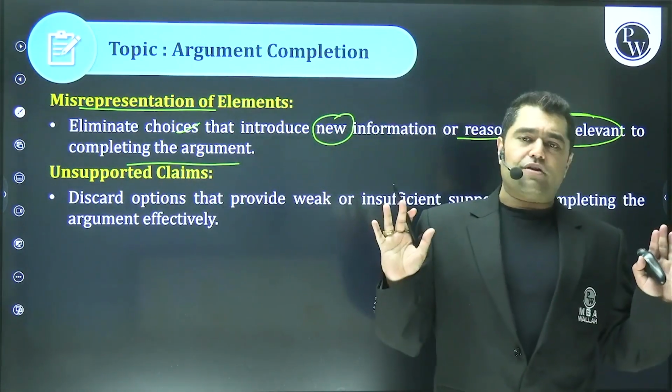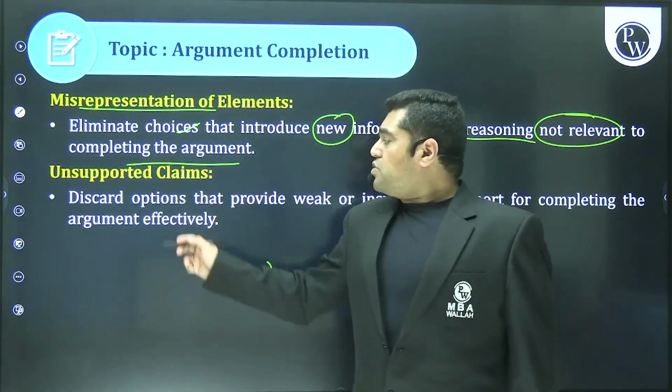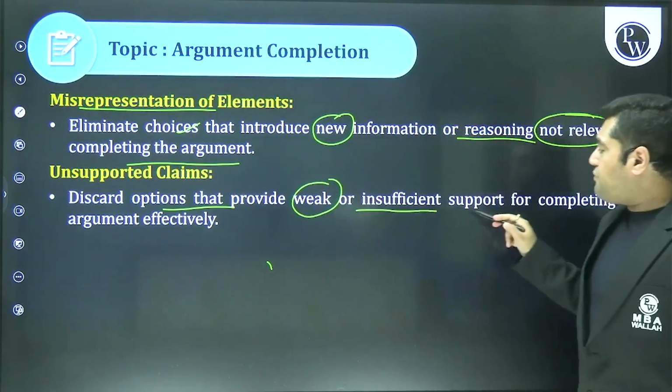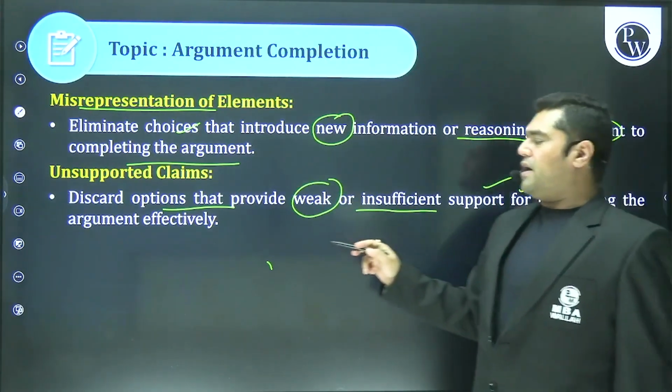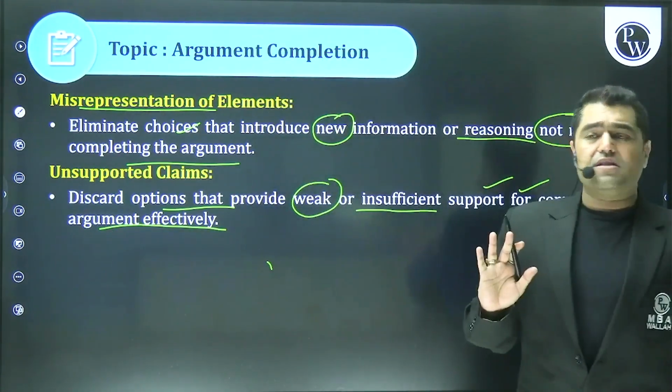We don't need this at all. Okay? Unsupported claims, best thing ever, outside. So discard options that will provide weak, insufficient support for completing the argument effectively. We do not want to see this at all. This is not at all needed.